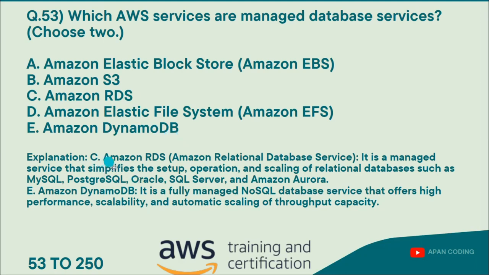So the explanation is here, friends. Amazon RDS, Amazon Relational Database Service, is a managed service that simplifies the setup, operation, and scaling of relational databases such as MySQL, PostgreSQL, Oracle, SQL Server, and Amazon Aurora. Next, why Amazon DynamoDB? Because it is a fully managed NoSQL database service that offers high performance and scalability, and automatically scales out its throughput capacity. I hope it is clear to you. So move on to the next, friends.